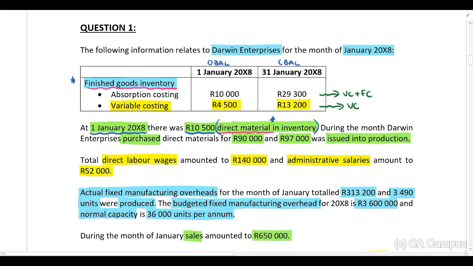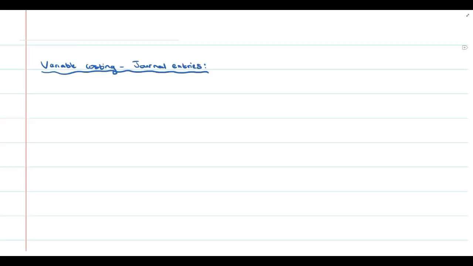So we are told that during the month they purchased direct material for 90,000 Rand and 97,000 Rand was issued into production. So let's first look at these two transactions. First, what is your journal entry when you buy raw material? We are going to debit our raw material inventory. And we are going to credit either accounts payable or bank, depending on whether this purchase was paid for with cash or on account.